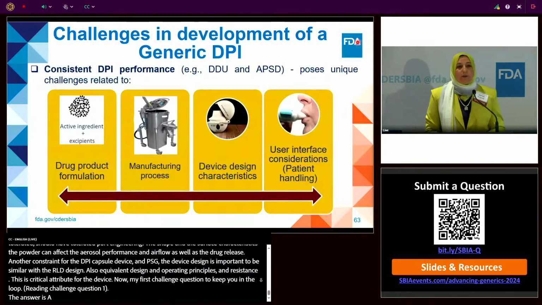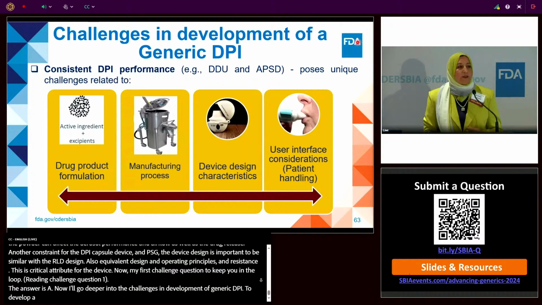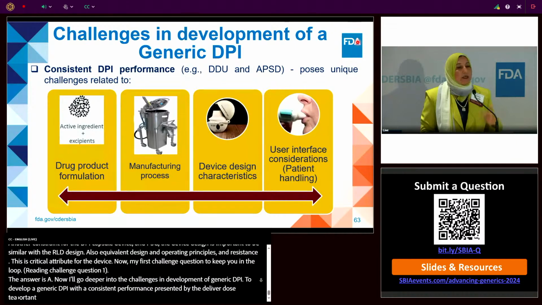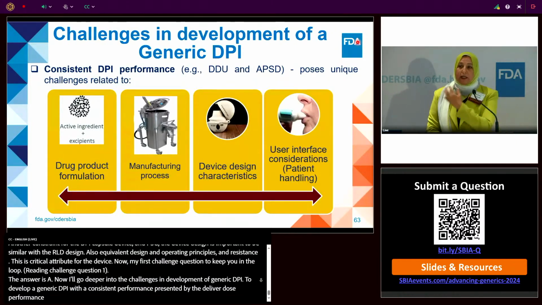Now I'll go deeper into the challenges in developing generic DPIs. To develop a generic DPI with a consistent performance, represented by the delivered dose uniformity, for example, and APSD, a lot of unique challenges are related to the drug product formulation, API and excipient, manufacturing process, device design characteristics, and ending with the user interface considerations, which is the patient handling.